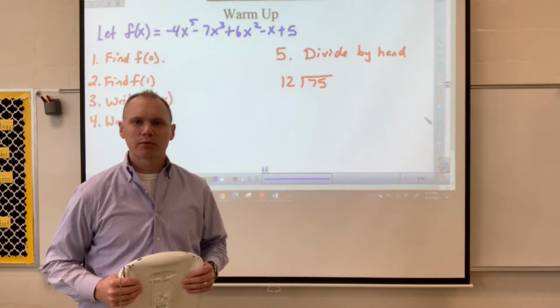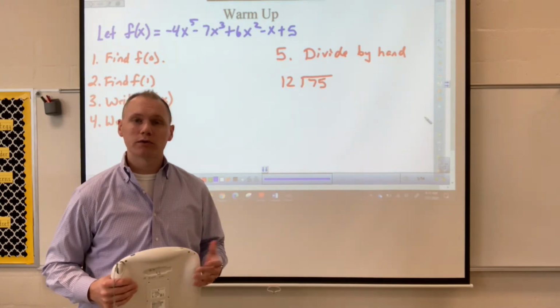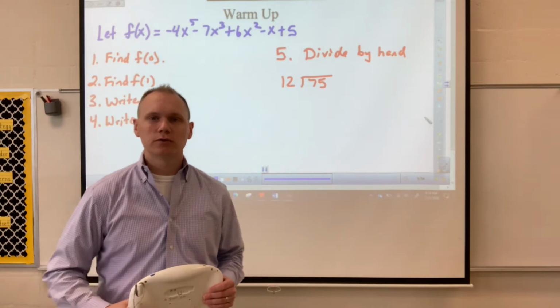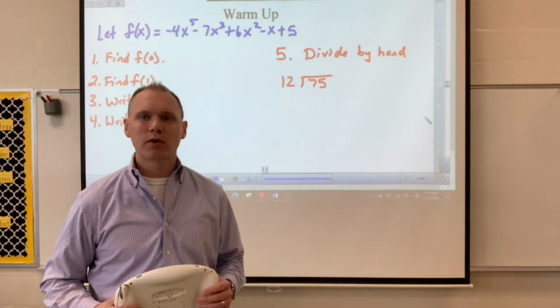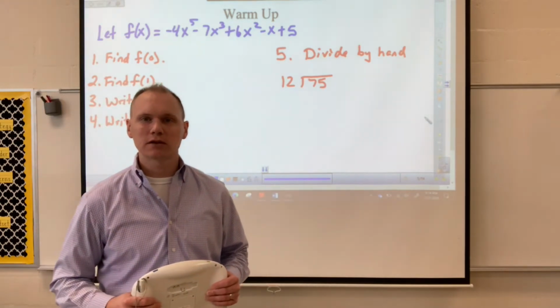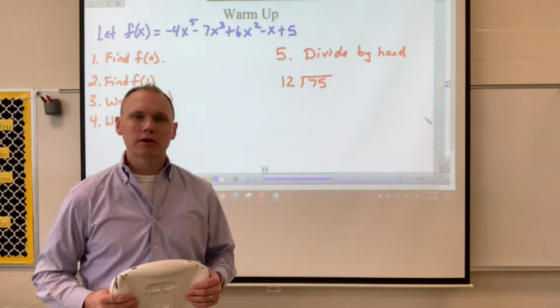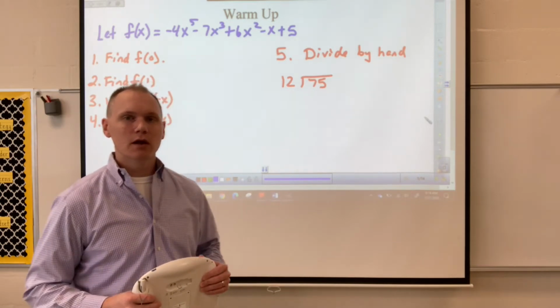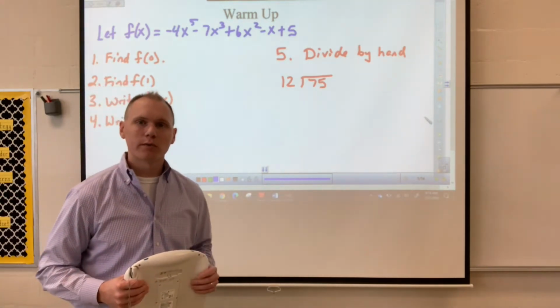In this unit we're talking about polynomials and working with them algebraically. In our last lesson we looked at how to work with fractions involving polynomials and how to rewrite those with factoring techniques. In this lesson we're going to look at how to do that a little bit different way. But before we get into that, let's go ahead and do our warm-up for today.